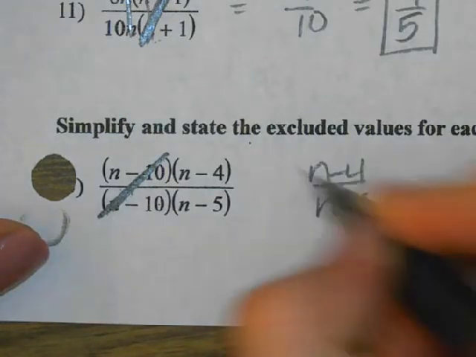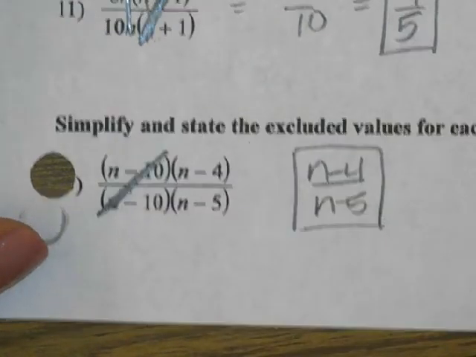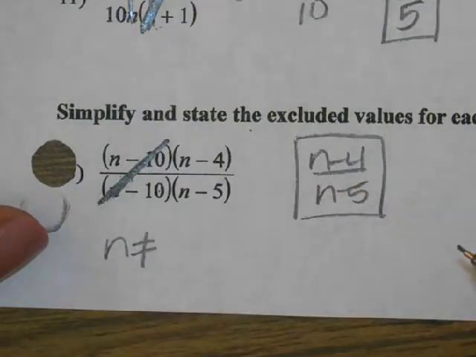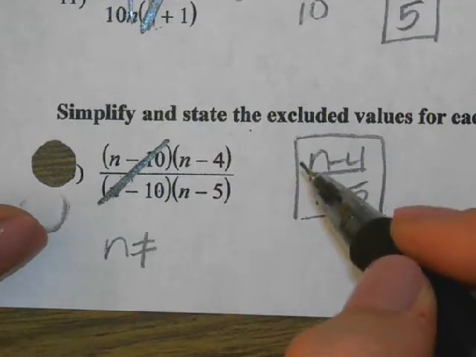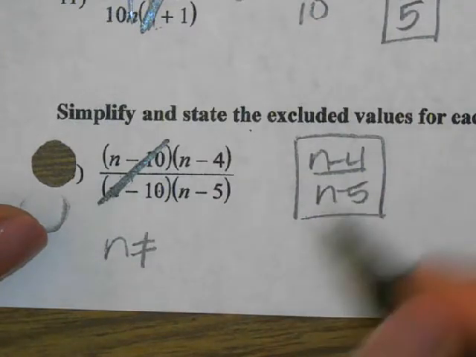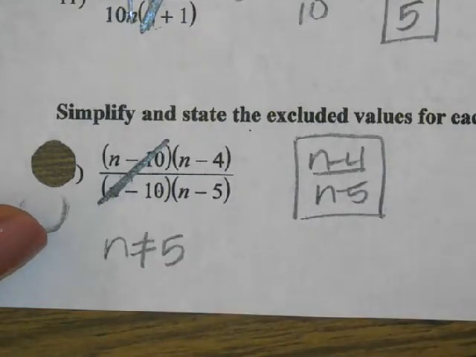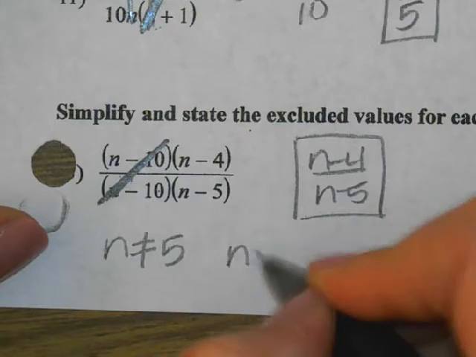Did anyone find the excluded values? N cannot equal... wait, be careful. The 4 is on the top. Does it matter if the top is 0? No. N cannot equal 5. I do agree with that. And there's another one. N cannot equal 10.